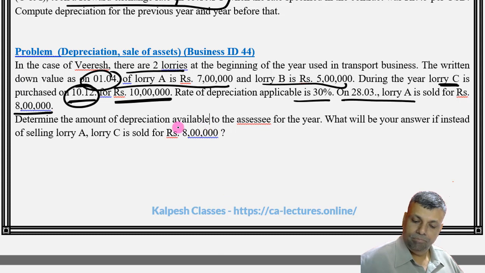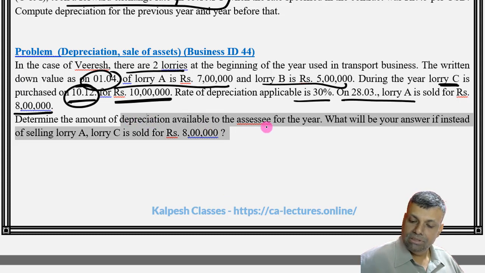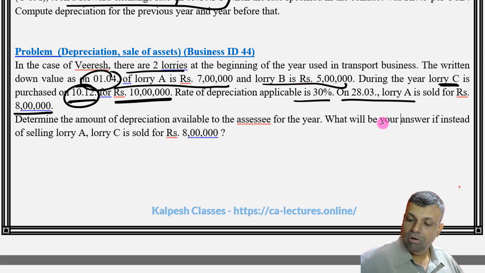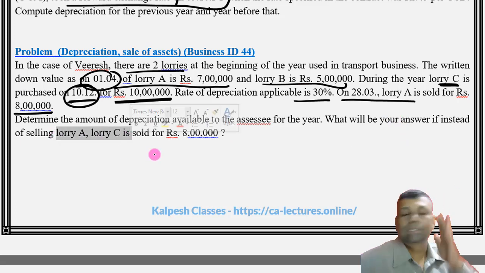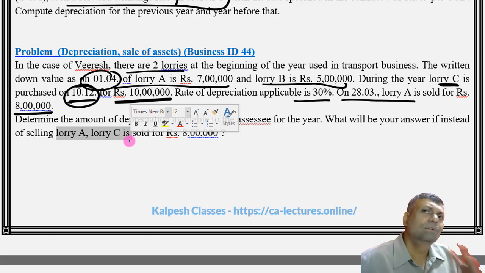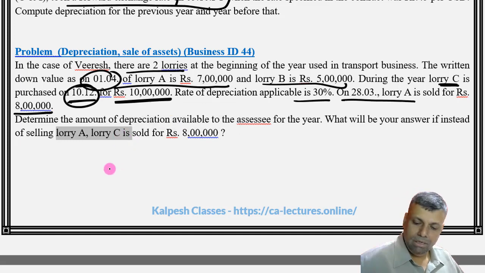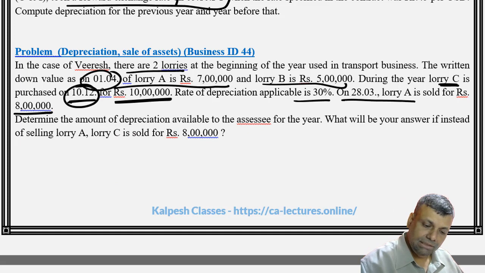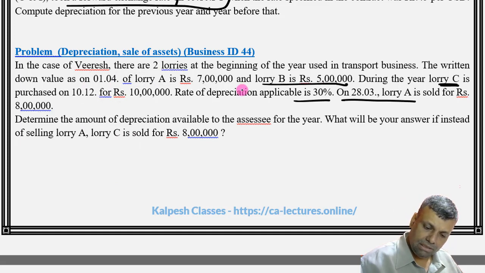In the question, determine the amount of the depreciation we have already determined. What will be your answer if instead of selling lorry A, the lorry C itself has been sold? That means the same asset you purchased during the year, maybe you were not satisfied with, or maybe there was some change in model or something, whatever. So you had to give up that particular asset, and the same asset only you are selling it. But what you had done, you had purchased this particular lorry C. How much did you purchase for? One second, let me check.